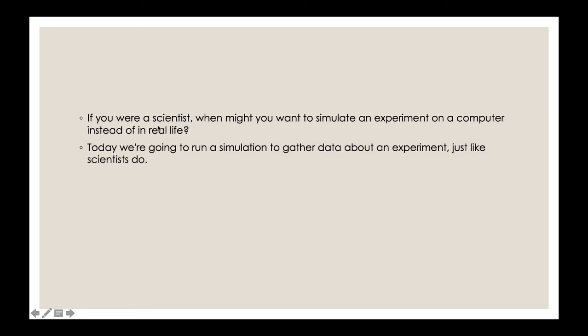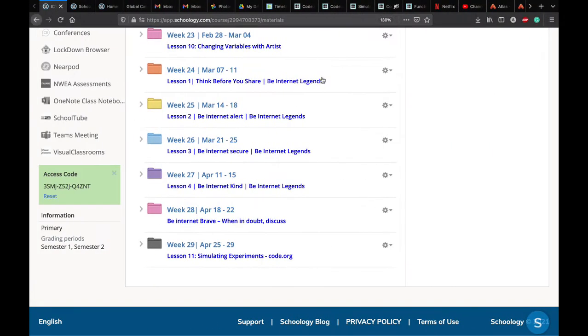If you were a scientist, when might you want to simulate an experiment on a computer instead of real life? Why are we doing that instead of real life, guys? Because sometimes an experiment in real life is dangerous or not easy to do. That's why we use a simulation on a computer. Today we are going to run a simulation to gather data about an experiment, just like a scientist does. Okay, guys, let's go to the lessons in code.org.